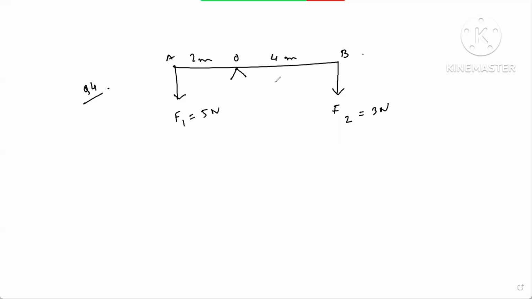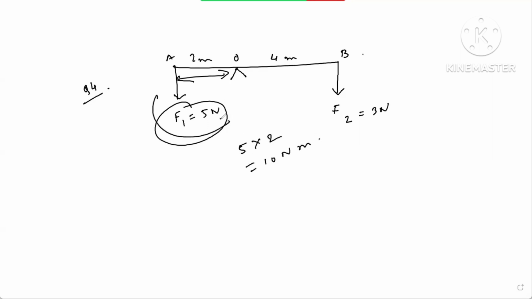So the first question is the moment of force F1 about O. So what will be the moment of force? F1 into this distance OA. So 5 into 2, that is 10 Newton meter. And this will produce an anti-clockwise moment, so it is plus 10 Newton meter.